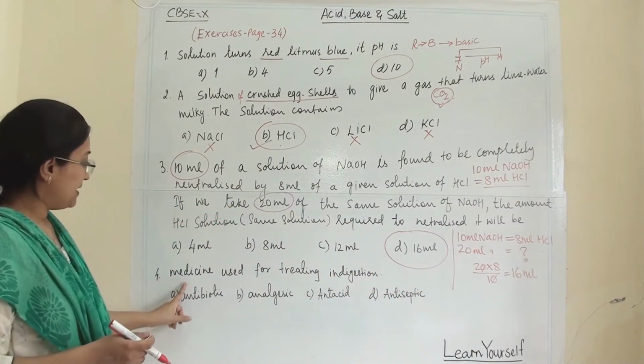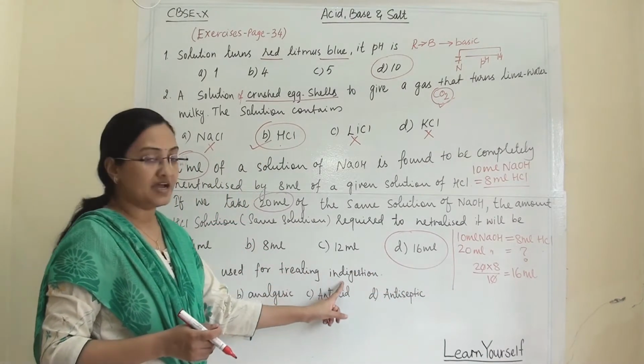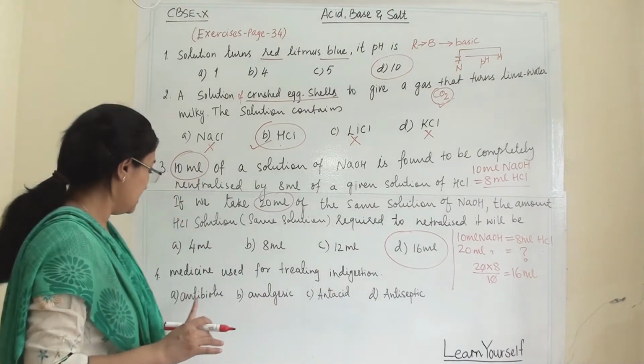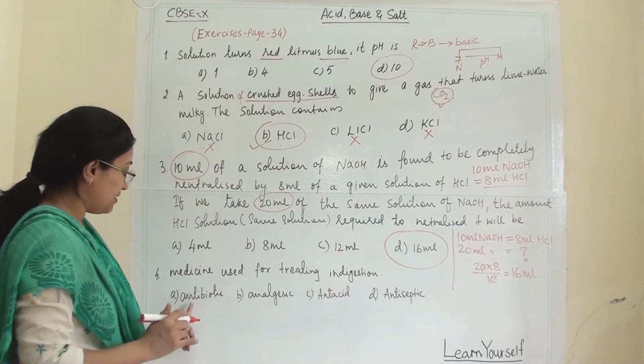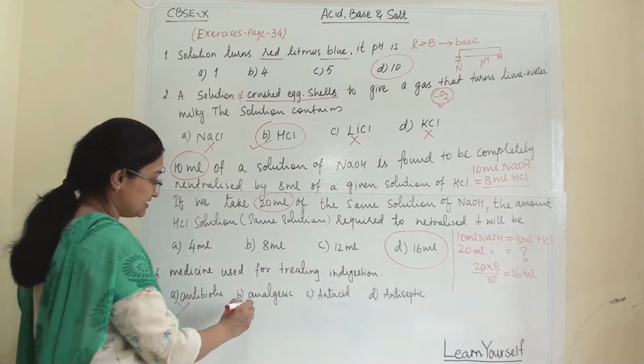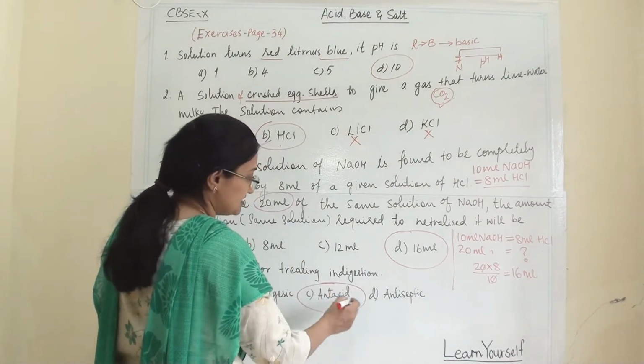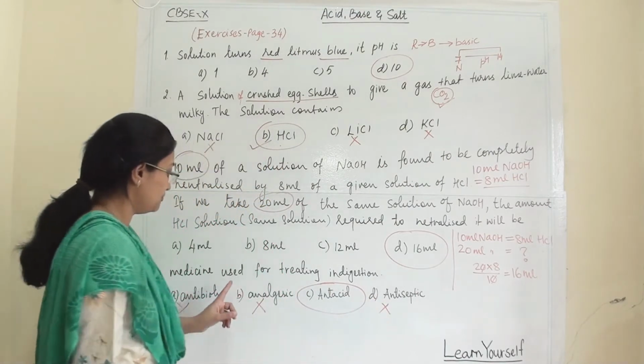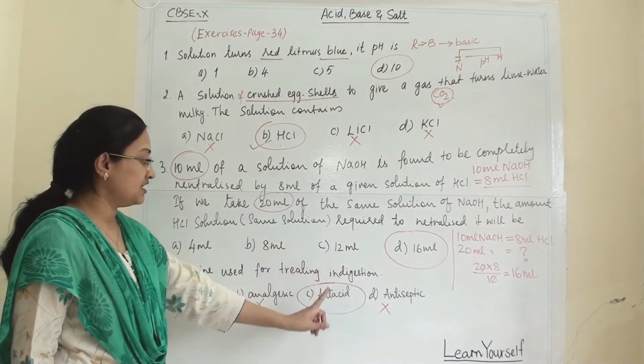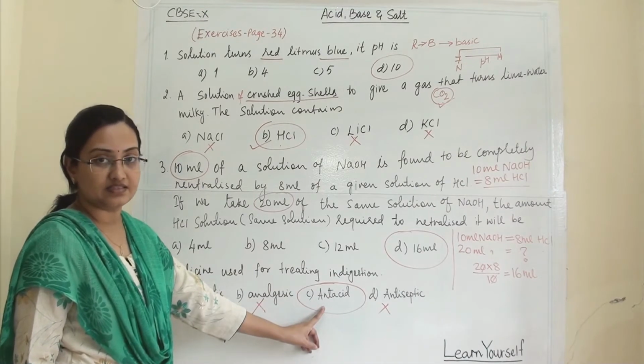Now fourth, medicine used for treating indigestion. This is a direct question. So we know that antibiotic, no. Analgesic, no. Antacid, yes. This is a correct answer. Antiseptic, no. So the medicine to use for indigestion is antacid.